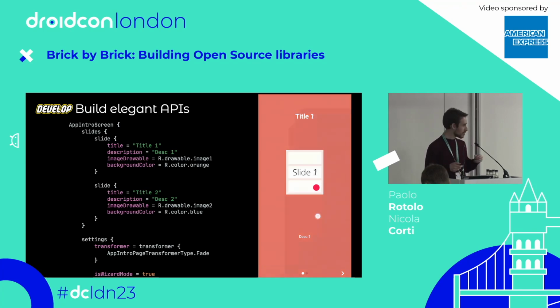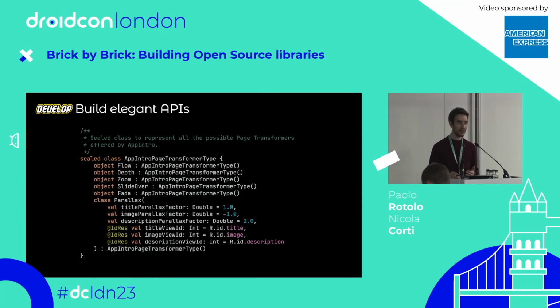Then you may notice at the bottom that there is a settings section, and we're passing to the settings section a transformer. In AppIntro, a transformer is basically what AppIntro will do when changing from one slide to another. In this case, the transformer is fade, so it makes a fading animation. And here we are leveraging another feature of the Kotlin programming language, which is sealed classes. Sealed classes in your API are very important because you already know basically what all the possible subtypes are that this class is going to implement.